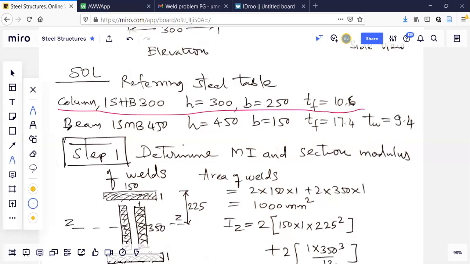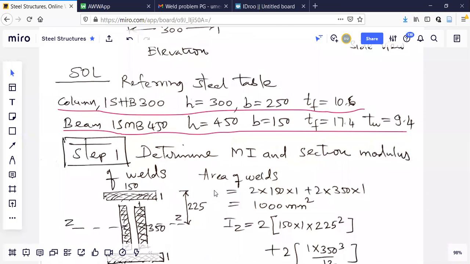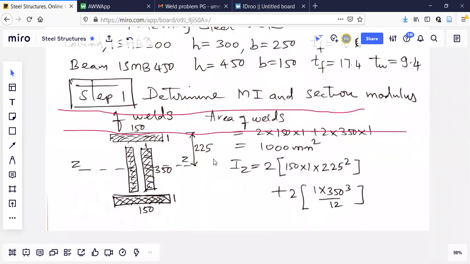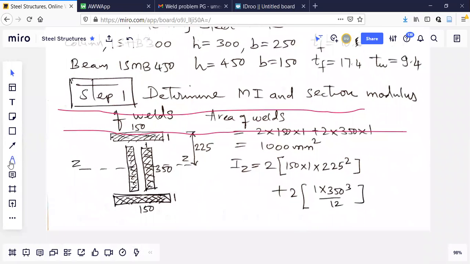So the beam is connected to the column, and the beam properties are ISMB 450. You can see whichever is relevant for our calculation, all those geometrical properties are written, all in millimeter units. Column and beam section properties are defined using the steel table. So moving on to the next, you can see step number 1, how it is done here.